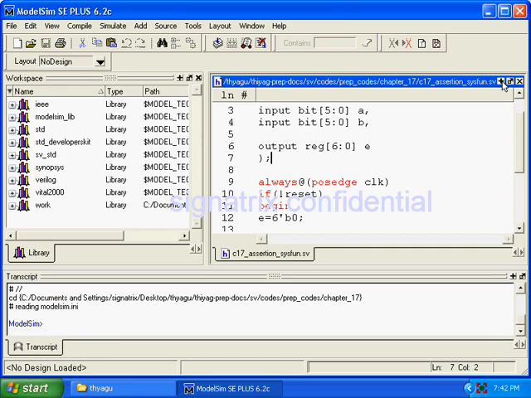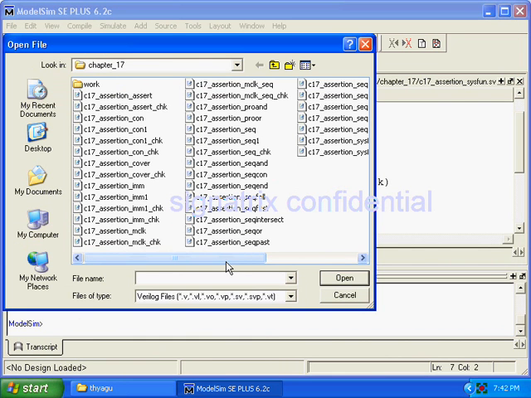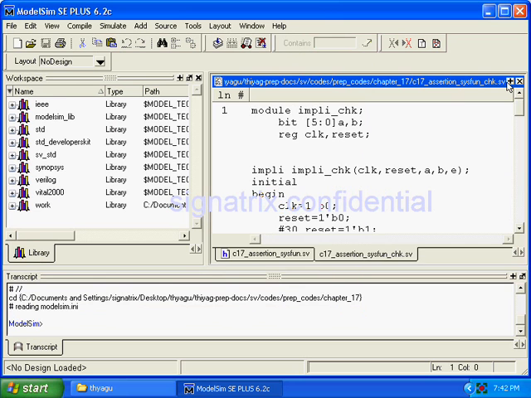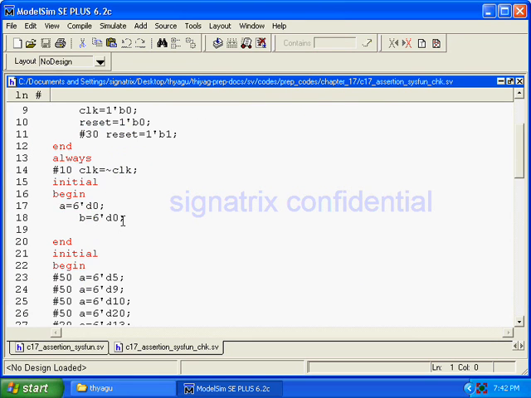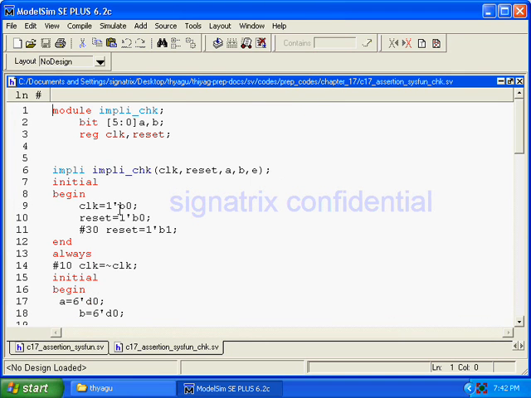Now we'll open the TB corresponding to this. Look at here. We have instantiated that implication module here, and the first initial block is used to initialize reset and clock, and then the second initial block is for clock generation.